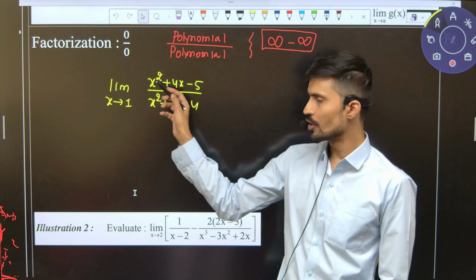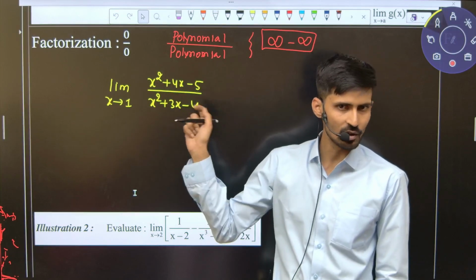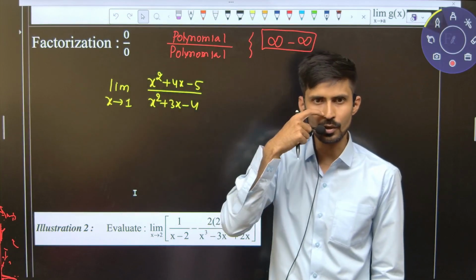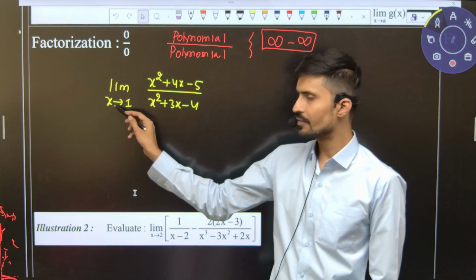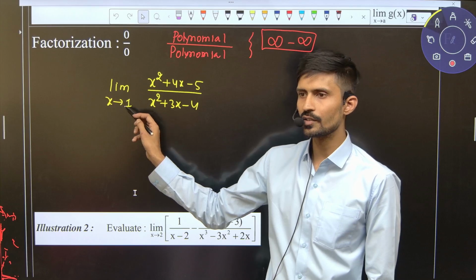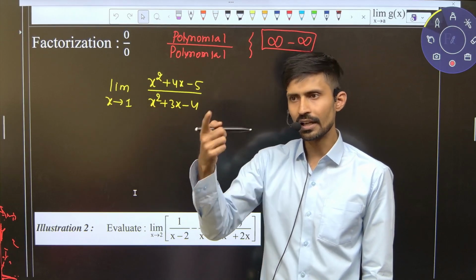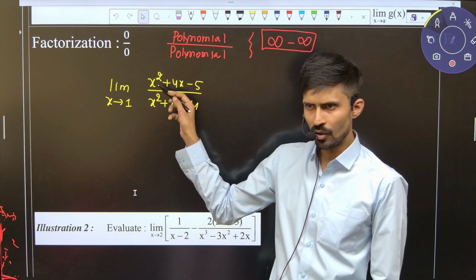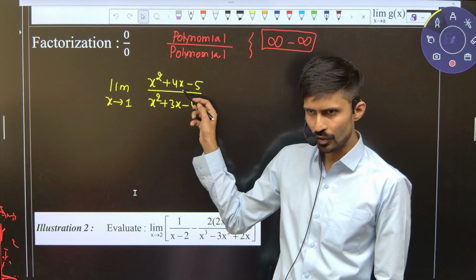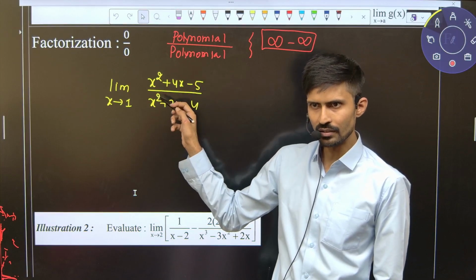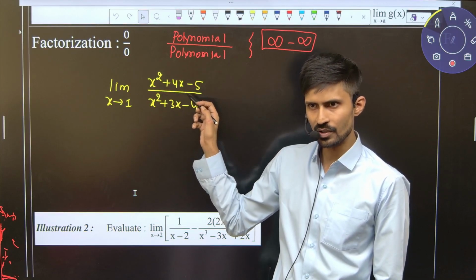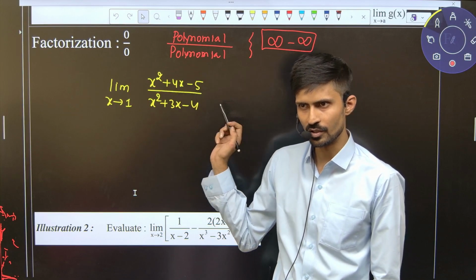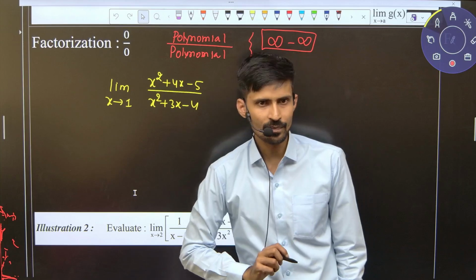First of all, here it is a polynomial. Now I am going to check whether it is 0 by 0 or not. So simply what I will do: where is x tending? X is tending towards 1. So take 1 and put it in place of x in the numerator and denominator. 1 square plus 4 into 1, that is 1 plus 4, 5, minus 5, 0. That will become 0 and this will also become 0. So that will become 0 by 0.